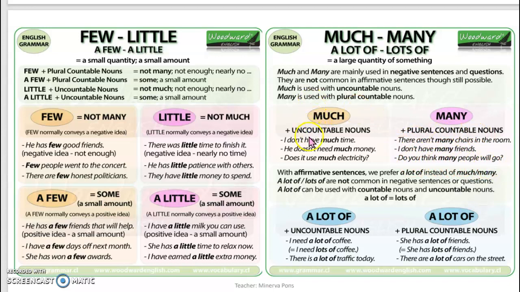And we use much for uncountable nouns. I don't have much time. He doesn't need much money. Does it use much electricity?